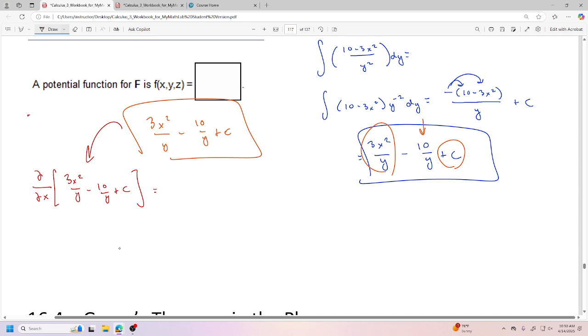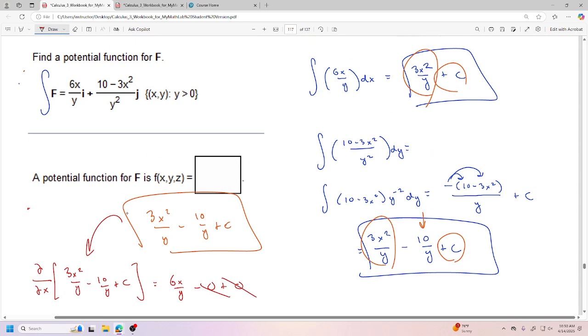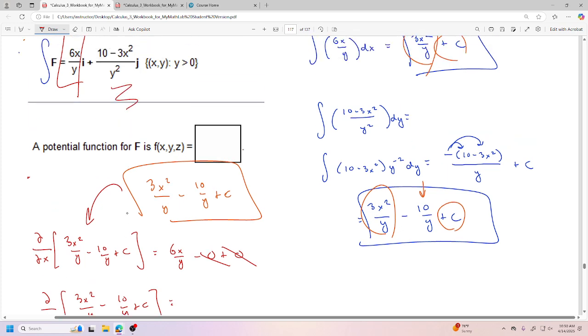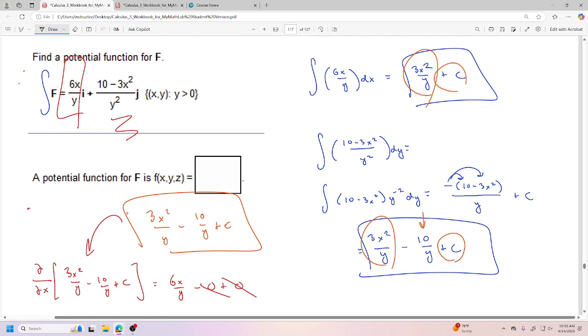This guy right here, I bring the 2 down and I get a 6x over the y. This guy turns into a 0. This guy turns into a 0. And see how we got back to our original x? And that's the point here. So, and then we do it again for y. If I did this with my y, then I should come back to this guy right here. I'm not going to do that, but you get the idea. Common denominator, blah, blah, blah, whatever.